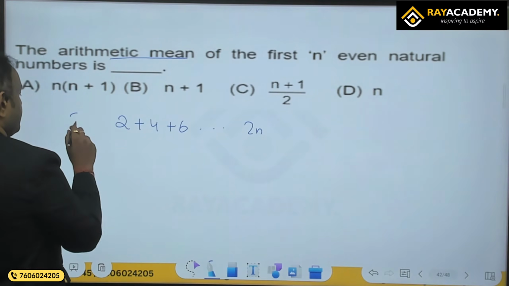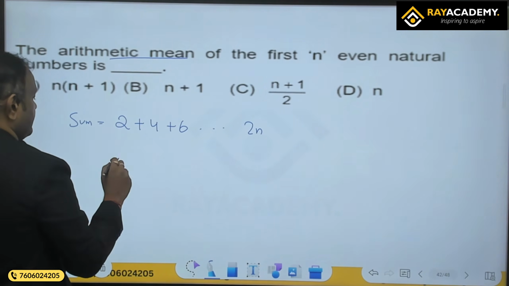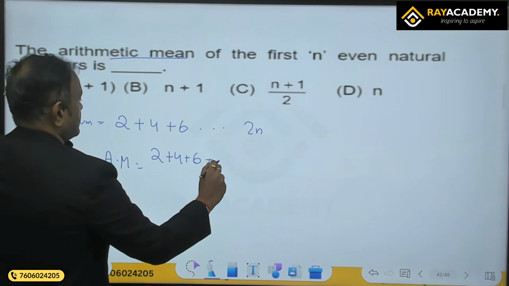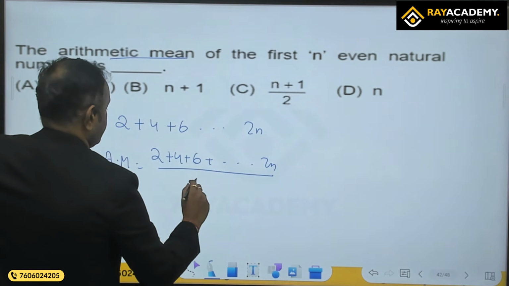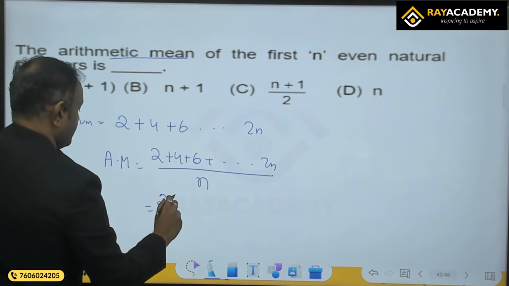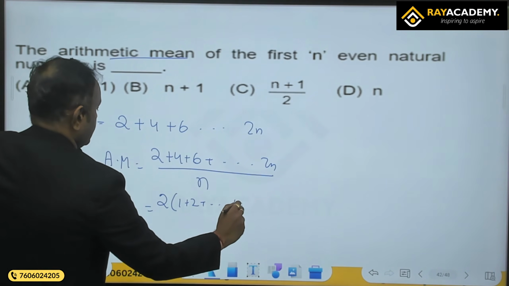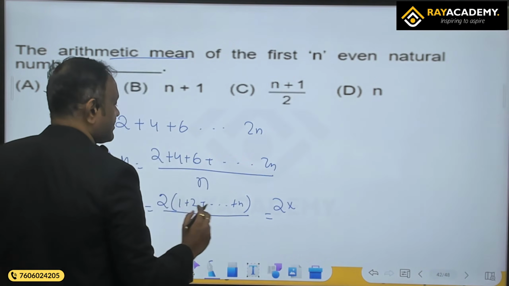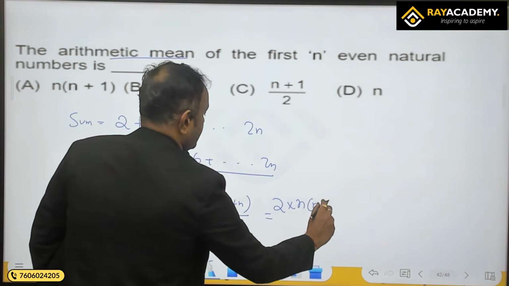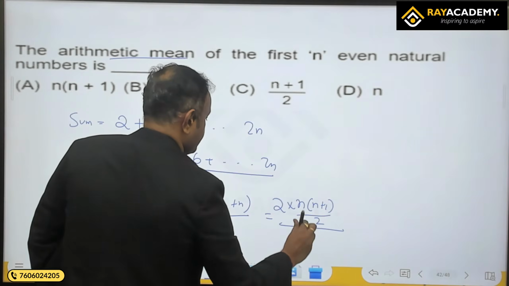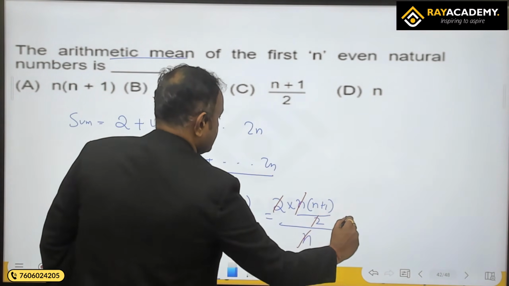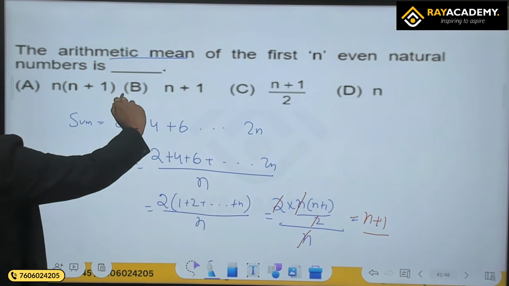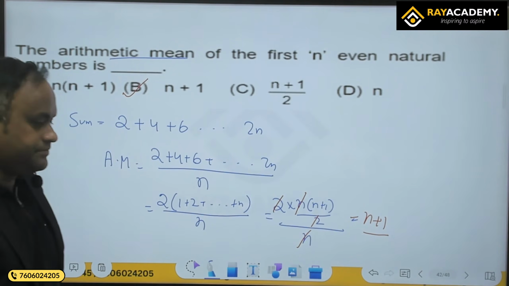So the arithmetic mean is 2 plus 4 plus 6 plus up to 2n divided by the total number of terms, which is n. If you take 2 common, 1 plus 2 plus up to n divided by n. So this will give you 2 times the sum of n consecutive numbers, n into n plus 1 by 2, whole divided by n. The n gets cancelled. So the answer is n plus 1. n plus 1 is there in option D. Okay.